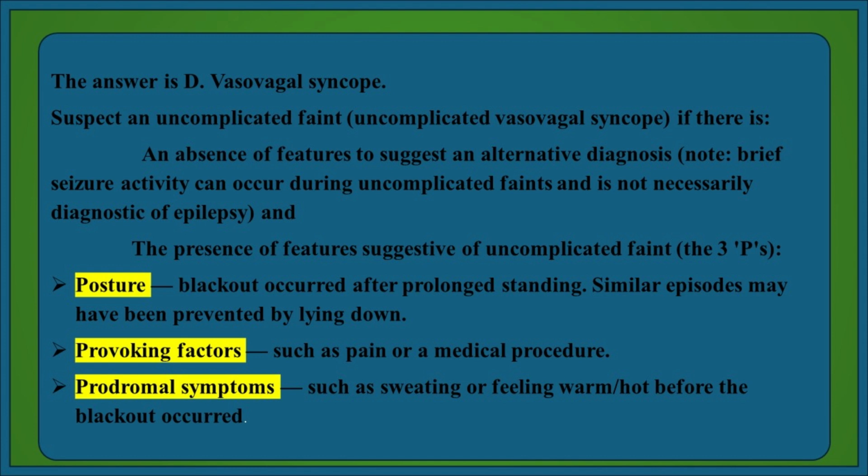The presence of features suggestive of uncomplicated faint, the 3 Ps. Posture: blackout occurred after prolonged standing. Similar episodes may have been prevented by lying down. Provoking factors, such as pain or a medical procedure. Prodromal symptoms, such as sweating or feeling warm or hot before the blackout occurred.